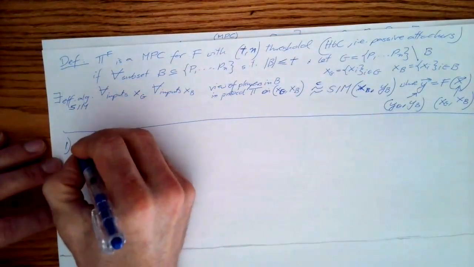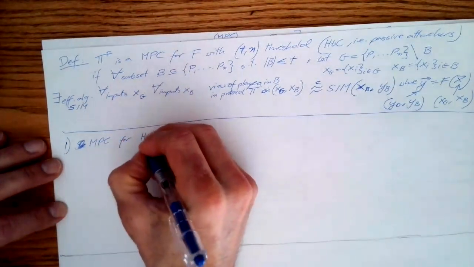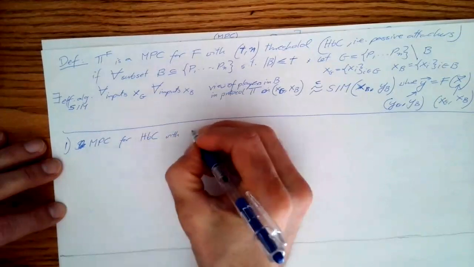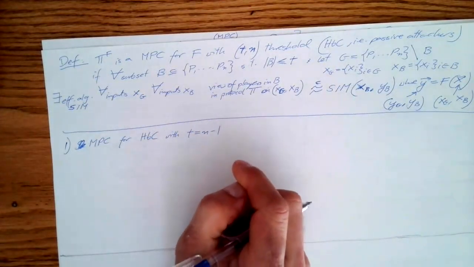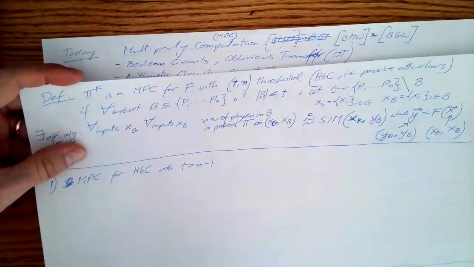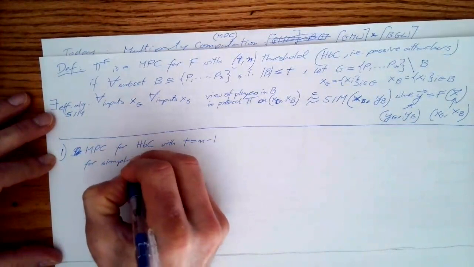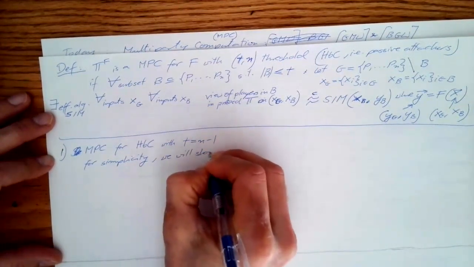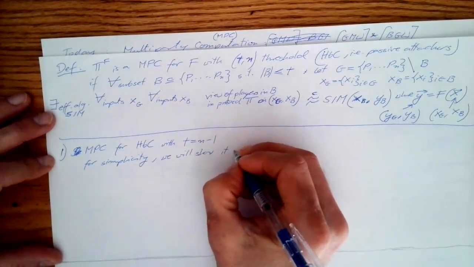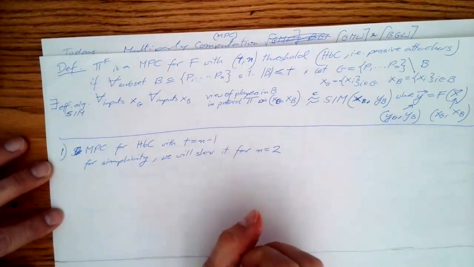Let's see the first result: secure MPC for honest but curious participants with maximum threshold. It is embarrassing, but I don't remember which of these two that is. For simplicity of presentation, or at least at first, we will show it for just two players. So there are just two players engaging in the computation.